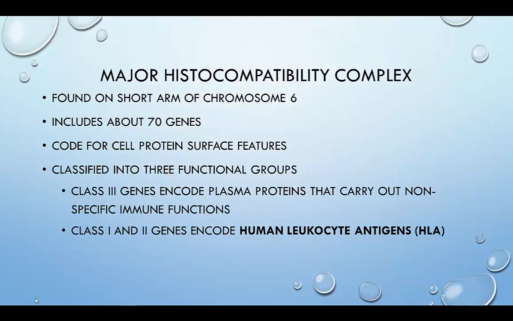So we have a major histocompatibility complex. These are found on the short arm of chromosome 6. There are about 70 genes, and these code cell surface protein features. They're classified into 3 functional groups. Class 3 genes encode for plasma proteins that carry out nonspecific immune functions. Classes 1 and 2 encode for the human leukocyte antigen, the HLA.